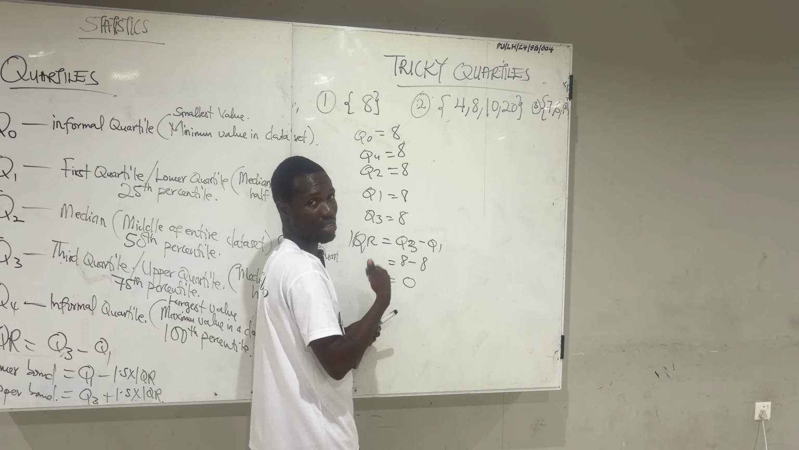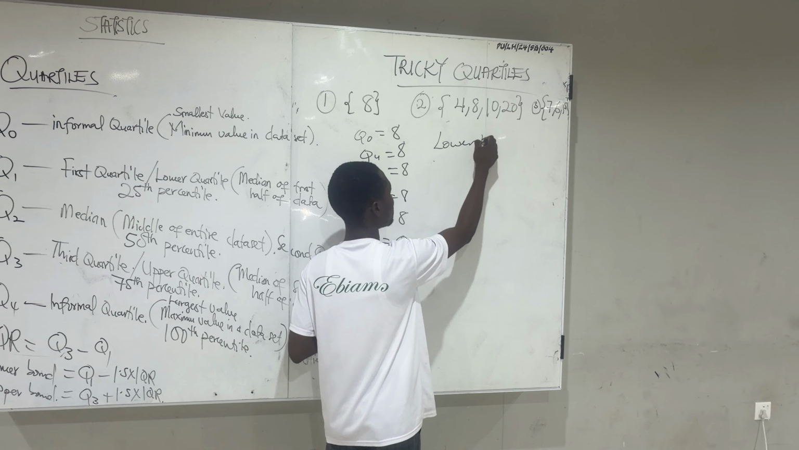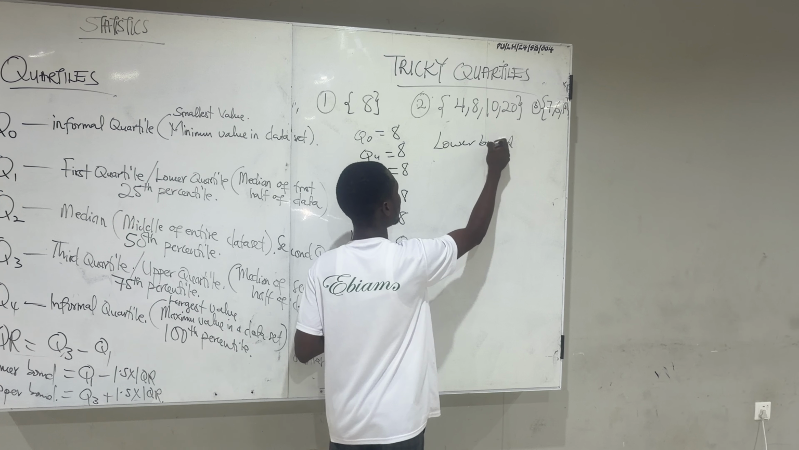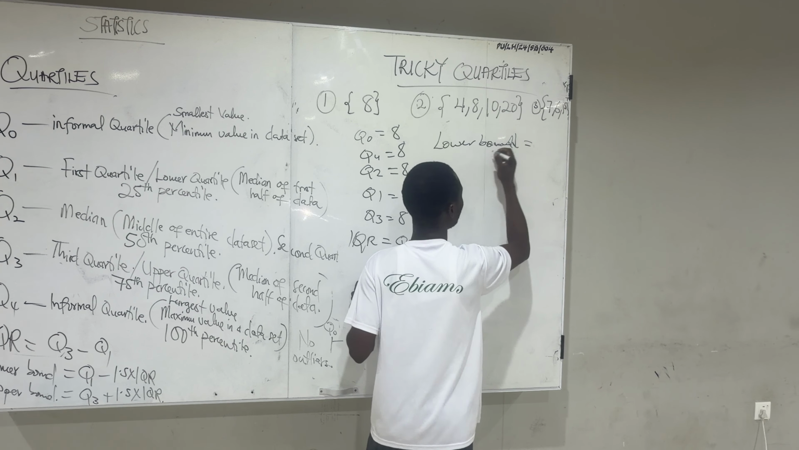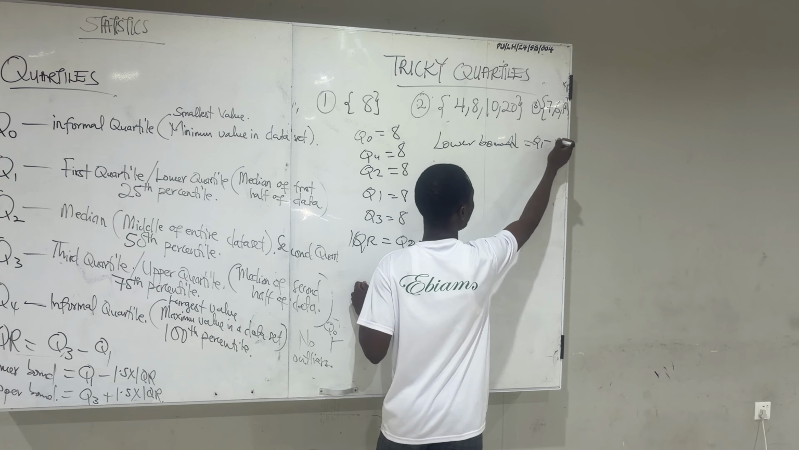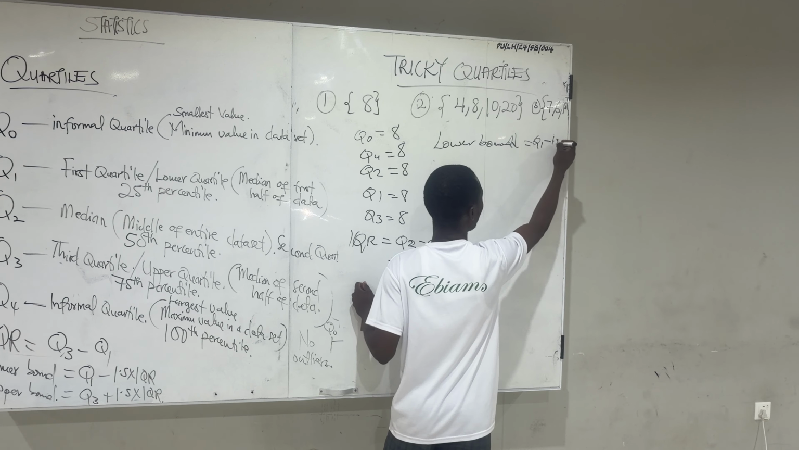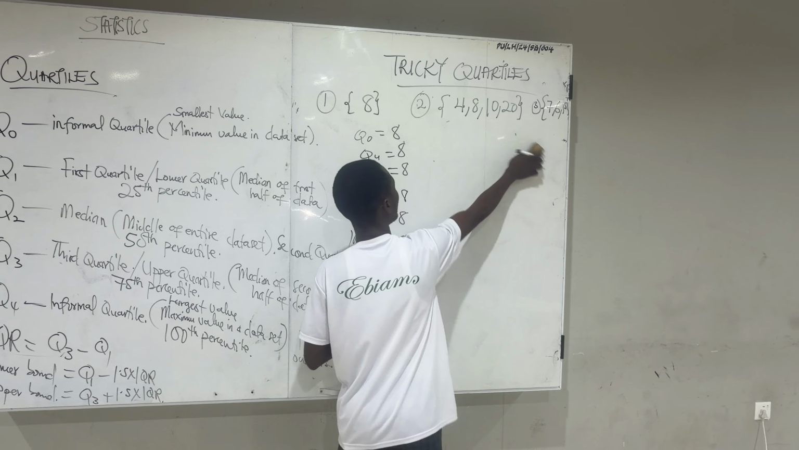Now, if you are being asked to calculate the outliers, that means that you have to get your lower bound and upper bound. And this is the formula for lower bound. So the lower bound is Q1 minus 1.5 times interquartile range. Let me write it well here for you so that you see.